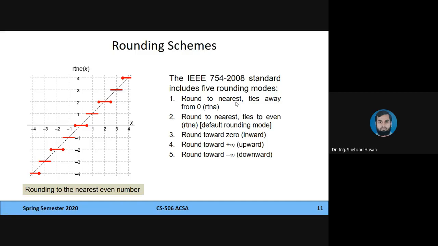So go for the number which is bigger than zero, right? The second is round to nearest, ties to even. So if you have got a tie, then go for the number which is even. The third is round towards zero. That is, if you have got to round, go for a number which is closer to zero. Round towards plus infinity is to go to a number which is closer to plus infinity. Round towards minus infinity is to go to a number which is closer to minus infinity.